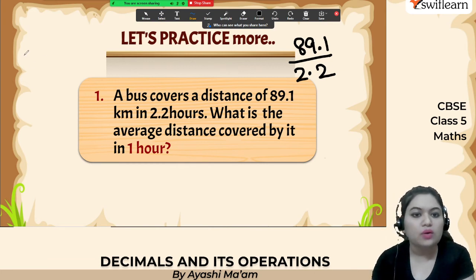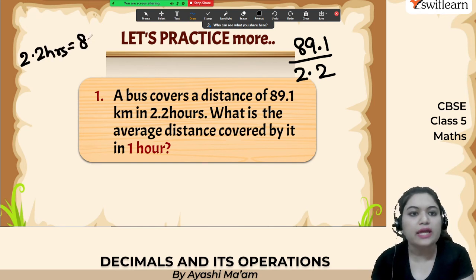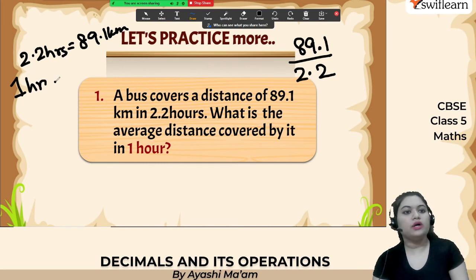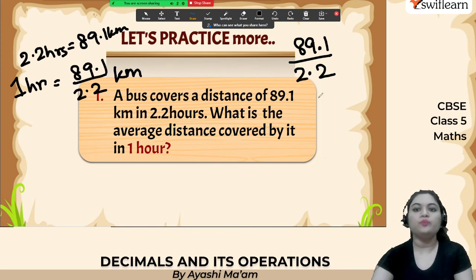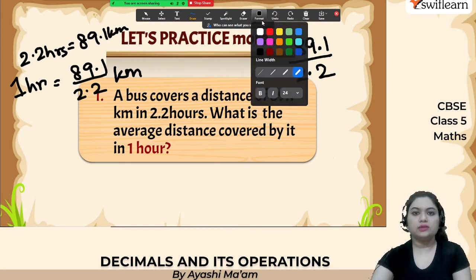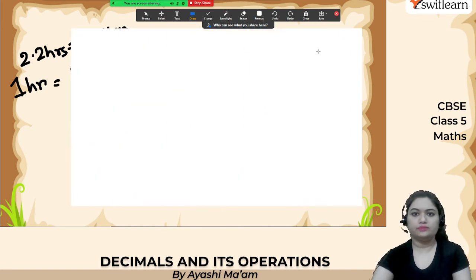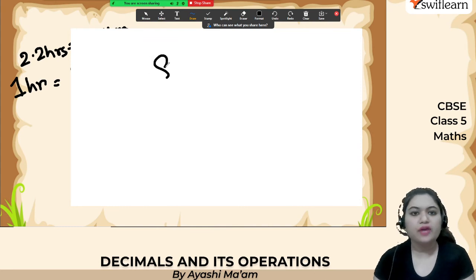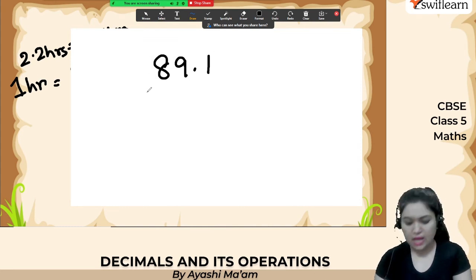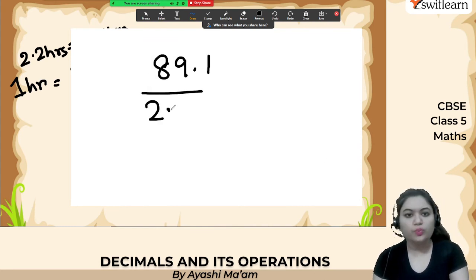Because in 2.2 hours it is covering 89.1 kilometers. Therefore in 1 hour it will cover 89.1 by 2.2 kilometers, right? That's what you need to do. So let me take the board quickly and show it to you. Yeah, so we have 89.1 divided by 2.2.